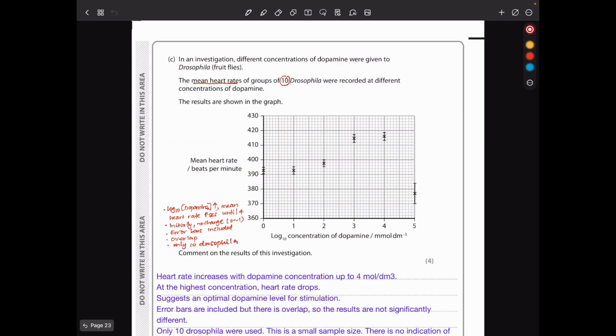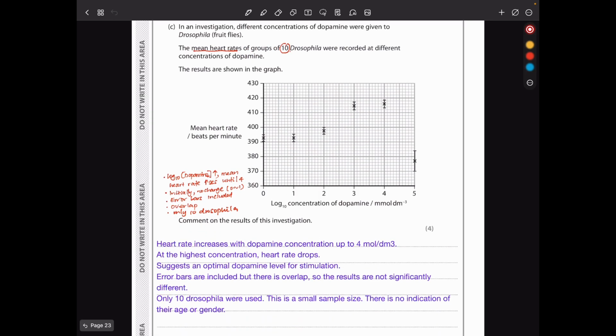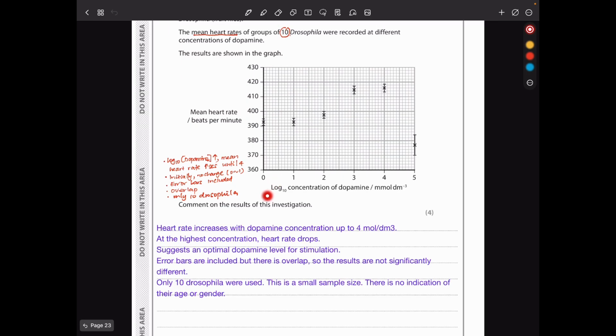In part C, in an investigation, different concentrations of dopamine were given to Drosophila. The mean heart rates of groups of 10 Drosophila were recorded at different concentrations of dopamine, and the results are shown in the graph. Here they're using log to base 10 of the concentration of dopamine. We see as the log to base 10 concentration of dopamine increases, the mean heart rate increases and then it decreases.